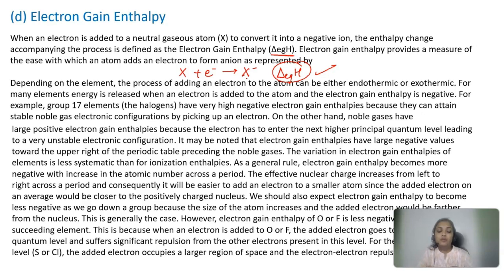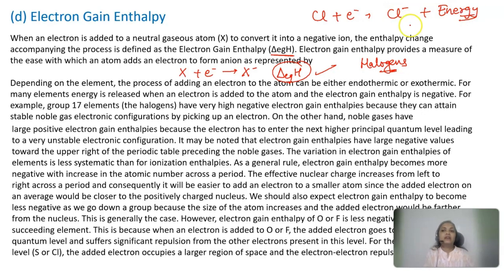Okay, mostly for many elements energy is released when an electron is added because they become stable, just like the halogens, group 17 elements. They just require one electron to become stable. So when they gain that one electron, okay, a large amount of energy is released. All right, and when energy is released, you know delta H is negative. We have studied thermodynamics and all of that as of now, right? So in that case, the electron gain enthalpies are highly negative.